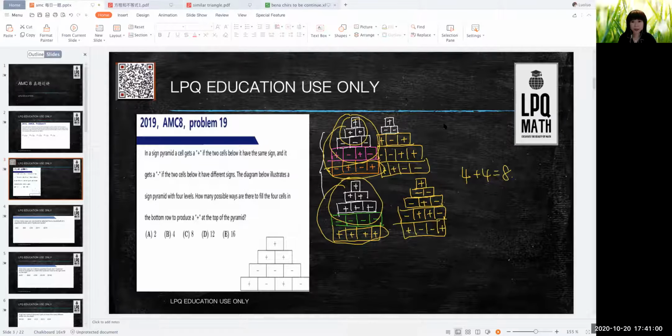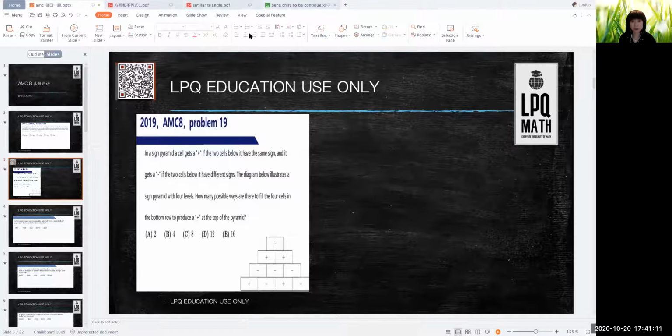But we're lucky this one only asks us for a 4-layer pyramid. What if they give you 100 layers? Are we going to do something like that? It's going to take forever to solve these problems, right? But let's take a look at this. In order to get the top layer positive, we only have 2 options: it's either positive, positive or negative, negative, right? So for layer 2, there are only 2 options, correct?